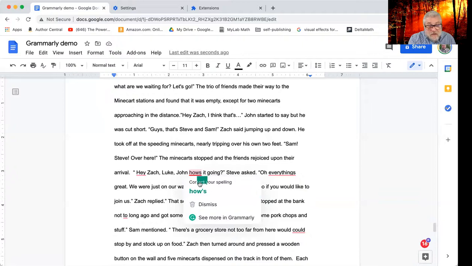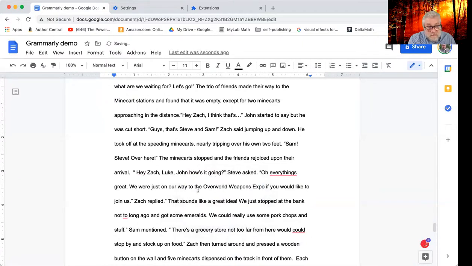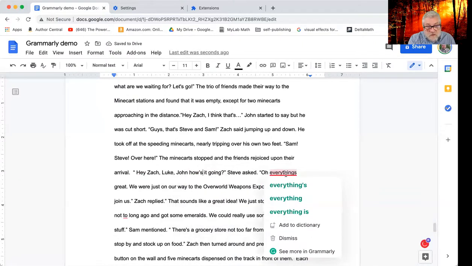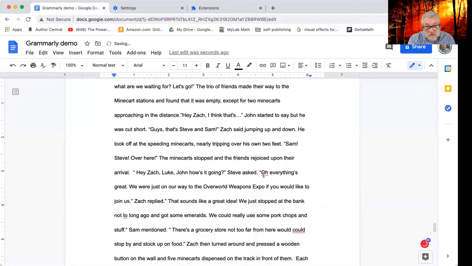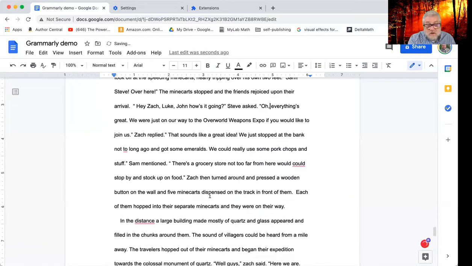This is "how is," so it's a contraction, so we need an apostrophe. "Oh, everything is great." So "everything's" is a contraction, so we need apostrophe S. And usually after a thing like "oh," you need a comma. Let's see.